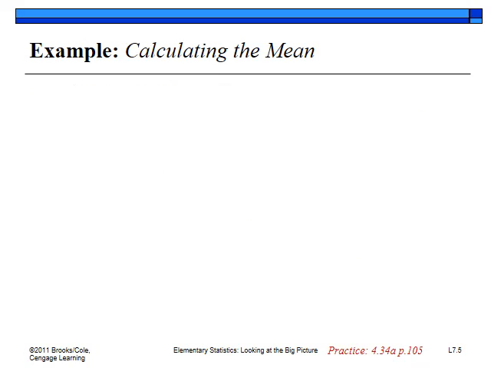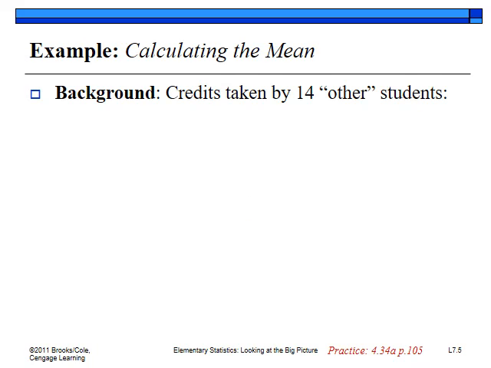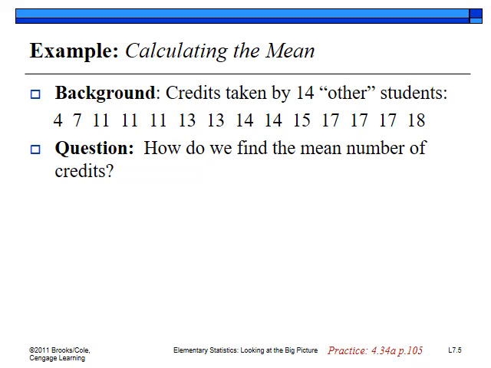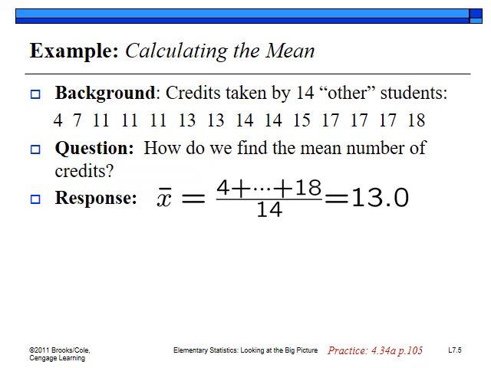Here's an example of computing a mean. From our student survey data, the 14 other students have taken the following numbers of credits. What is the mean of this data set? Well, this is a sample. We'll call it x bar. We add all those numbers up, divide the result by 14, and we get a mean of 13.